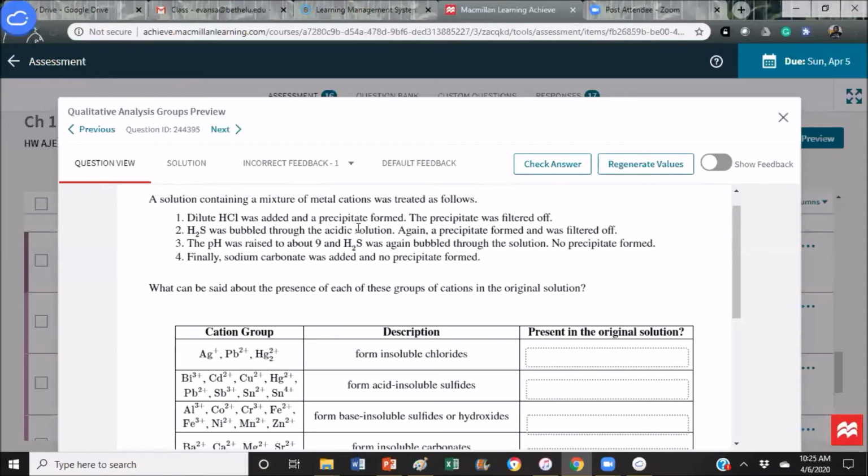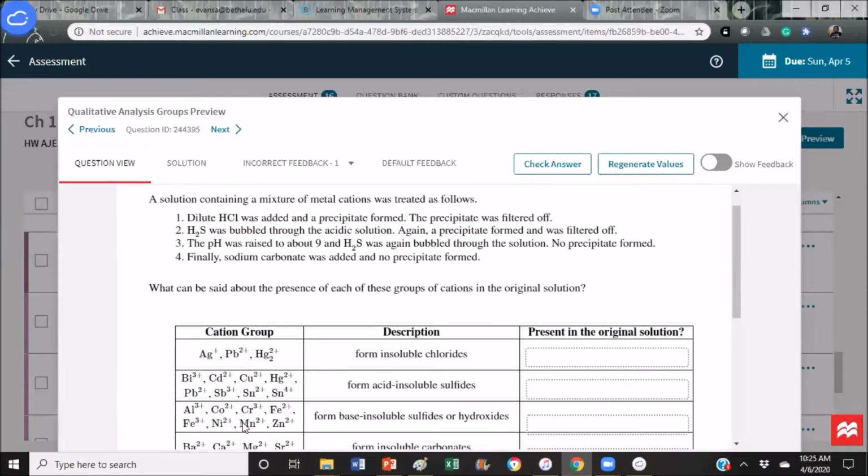Then you filter these off. So you take away any mercury 1, lead 2, or silver 1. Then you bubble acid sulfide through, and you form a solid. So it means there has to be at least one of these. We change it to basic and try again, but no solid this time.